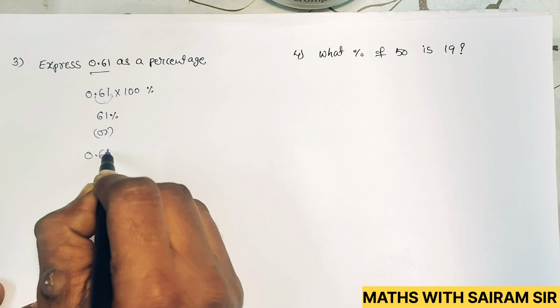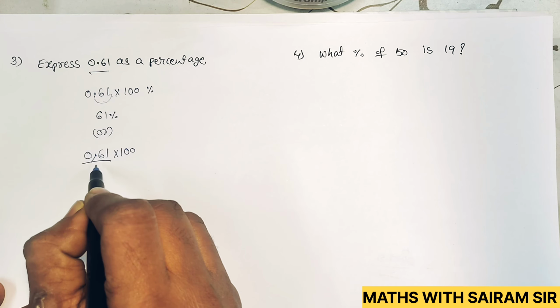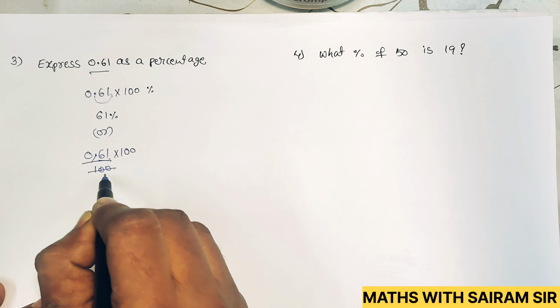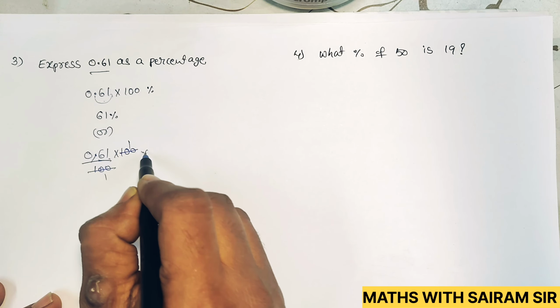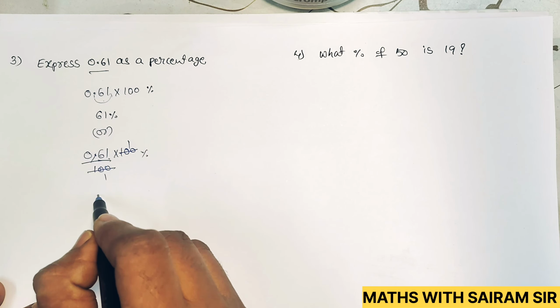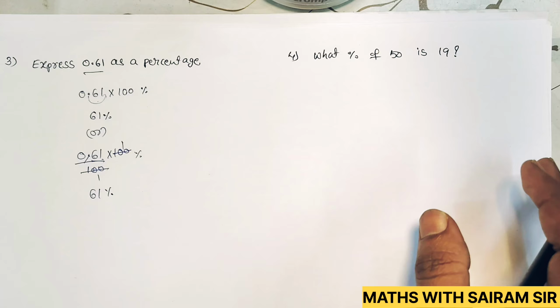That is 0.61 into 100 is there. So to remove the decimal point we need to take 1, as we have two decimal places, so take 2 zeros. So 100 ones are 100, 100 ones are 100. So whatever left over here, 1 into 61, that is 61%. So this is the answer for this question. Now let us see this next question.